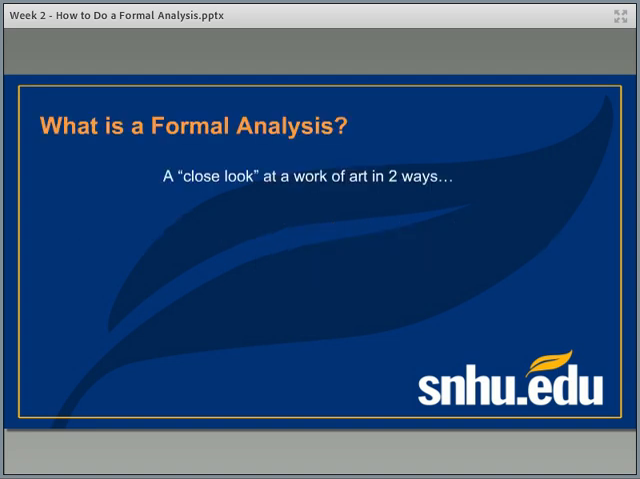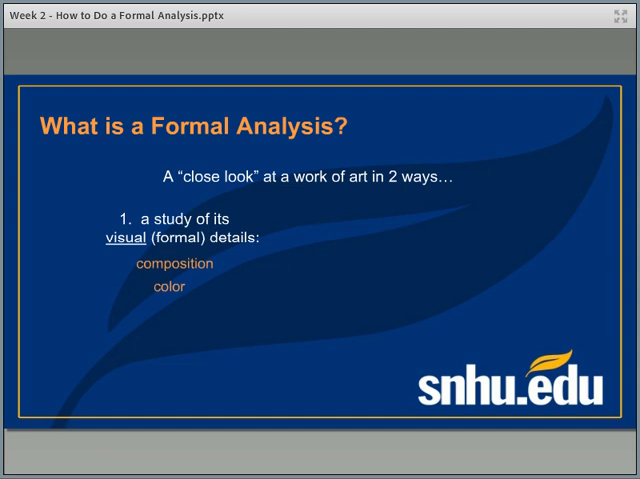So what is a formal analysis? It's a close look at a work of art, and it's really looking at it in two ways. First, it looks at, or it's a study of, the visual details or the formal details of a work of art. So this might be bringing in concepts of composition, how a work of art is laid out overall.